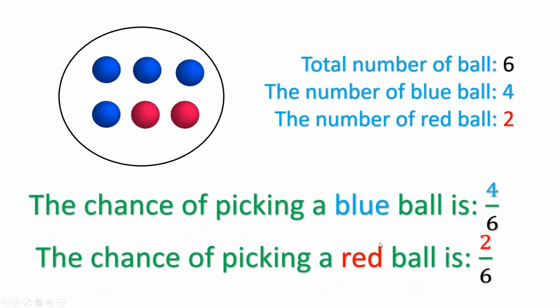So the chance of picking a red ball would be 2/6. The chance of picking a blue ball will be 4/6.